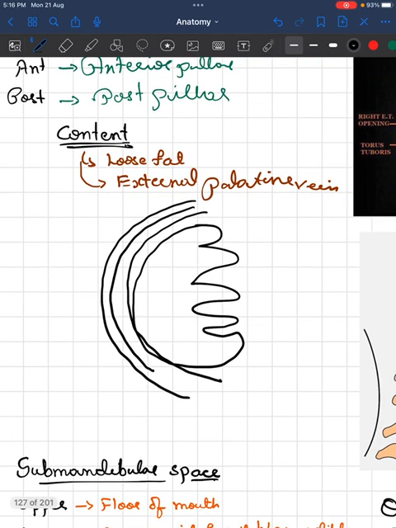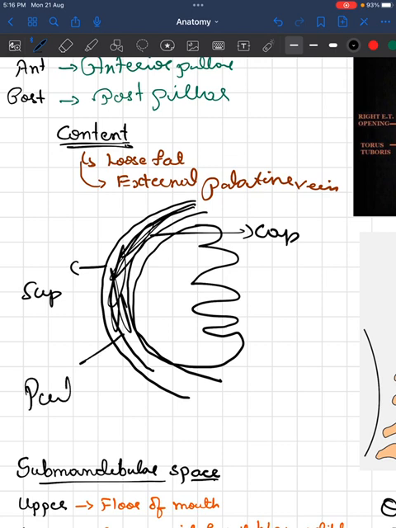In this diagram we have taken a transverse section of the palatine tonsil. This layer is the capsule, this is the superior constrictor, and the area in between is the peritonsillar space. The peritonsillar space has mainly a vein, known as the external palatine vein.